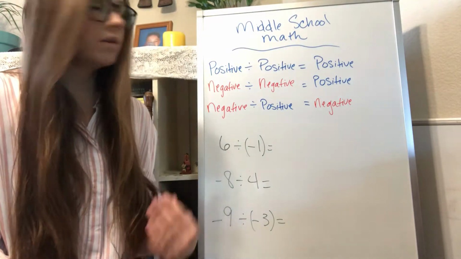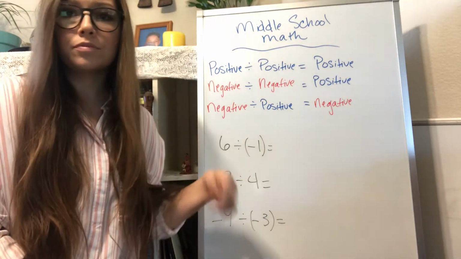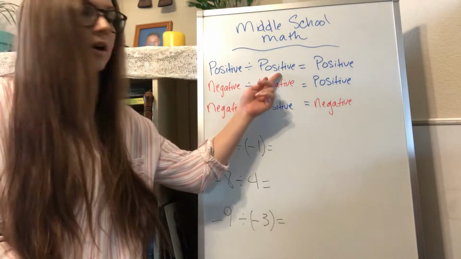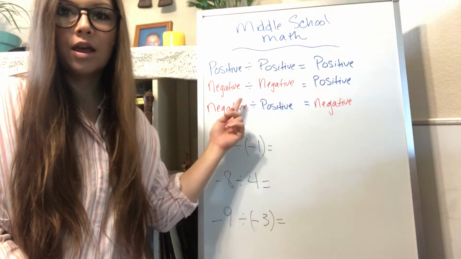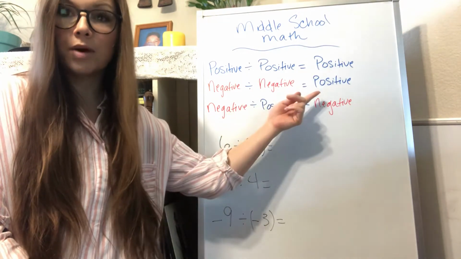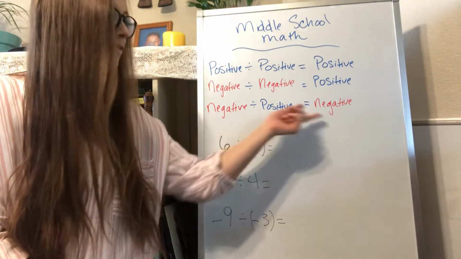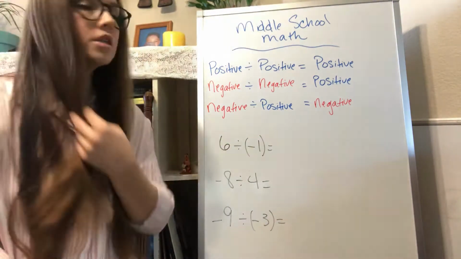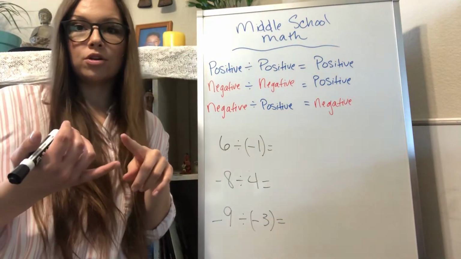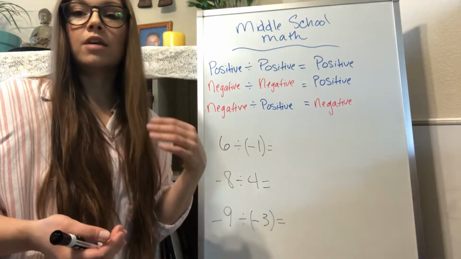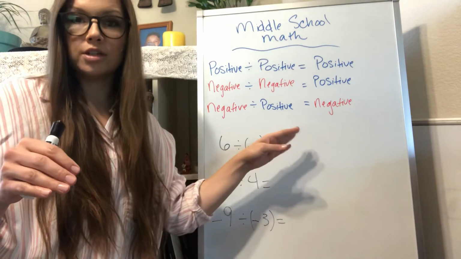So the rules for division are the same as the rules for multiplication. Positive divided by a positive is a positive. A negative divided by a negative is a positive. And a negative divided by a positive is a negative. So essentially, if the two numbers that you're dividing with are the same sign, then the answer is positive. If their signs are different, then the answer is negative.